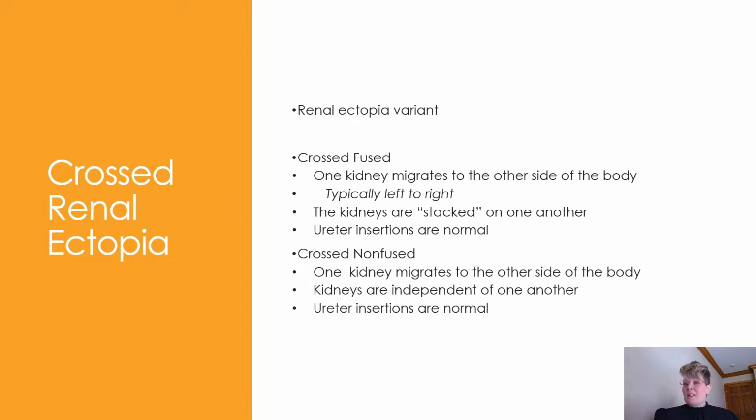The thing that's interesting about crossed renal ectopia is that both ureters are still going to travel and insert into their expected spots. So say the left kidney does travel all the way over to the right side, that ureter is long enough that it's going to snake through and travel and then insert on the left portion of the bladder.